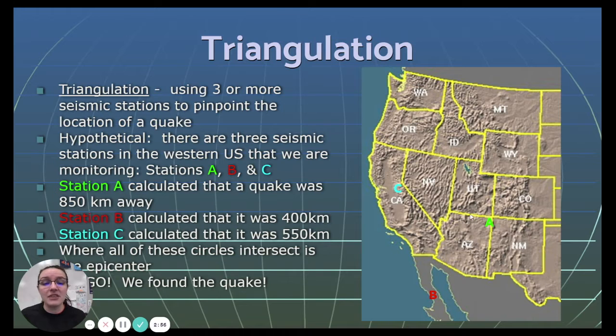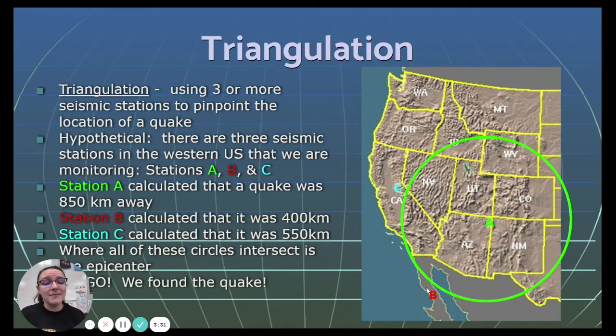So let's say I've got these three seismic stations. A down here by the Four Corners, B in Baja California, and C in Central California. And at station A, I look at the seismogram, I look at my graph, and I see that the quake was 850 kilometers away from station A. That means I can draw a circle around station A, and every point on this green circle is 850 kilometers away from A. So there's lots of options here for where the earthquake could be.